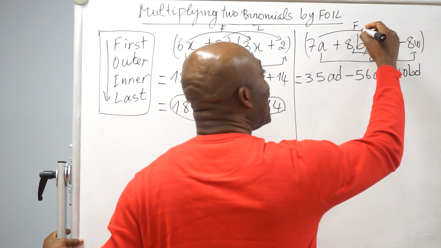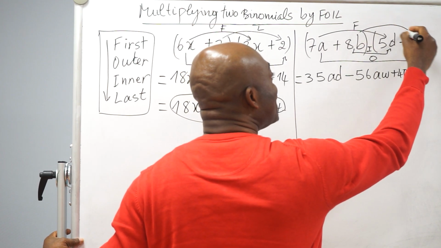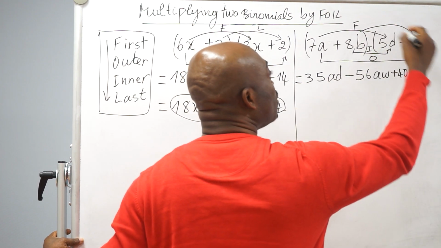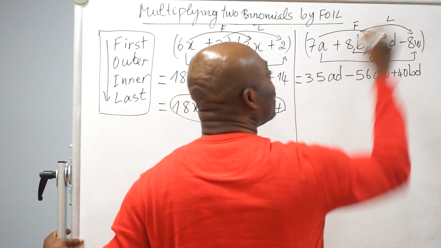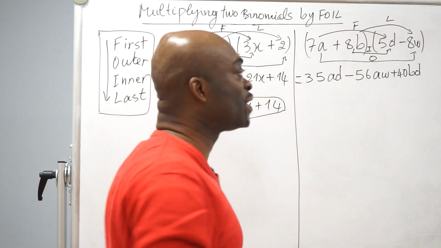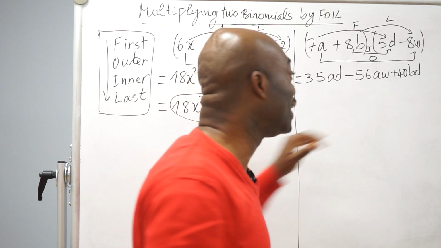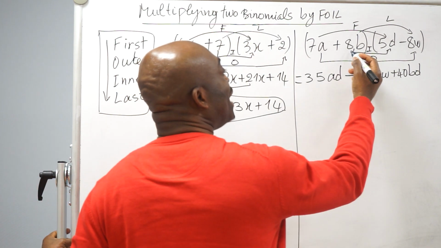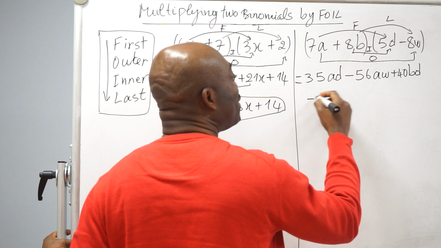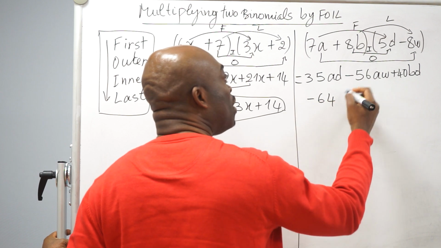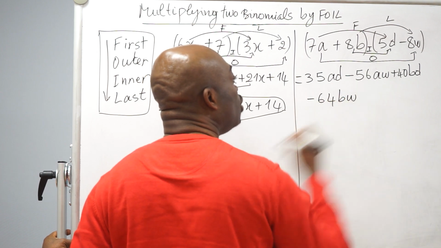So again, you take the 8b times negative 8w. So that's the last. All right? So for the last, because we're having space issues, I'm coming on this side over here, the other line. Okay, so 8 times negative 8 would give us what? Negative 64. And then b times w is going to give us bw.